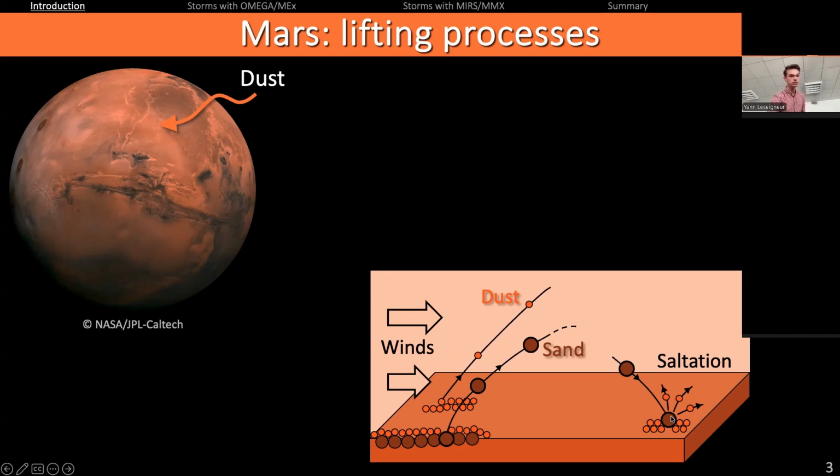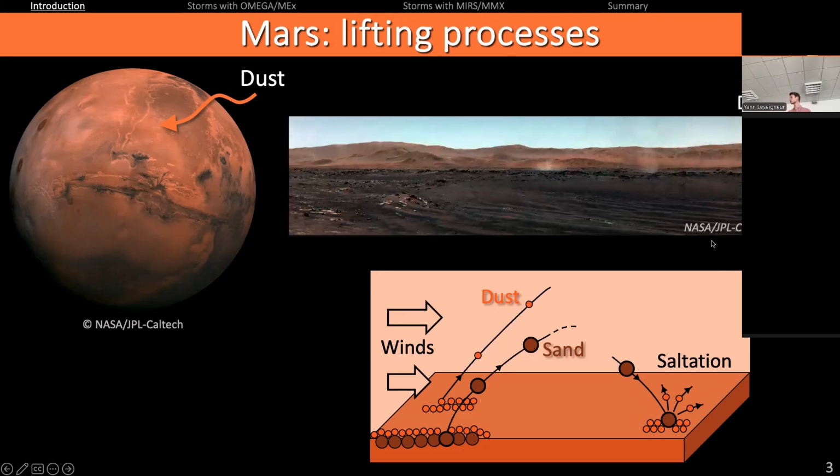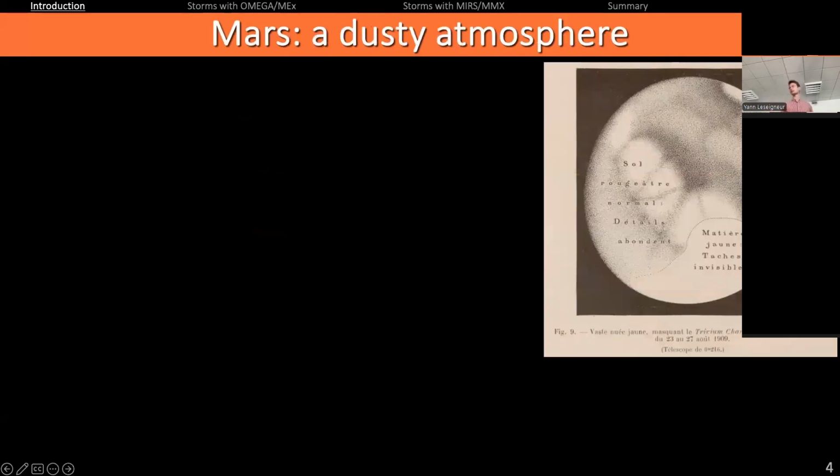And a third lifting process is by dust devils. The dust devils, as you can see on this, are a kind of convective vortices that take the dust from the surface and inject it at the top of this small dust tornado. So, another lifting process. Now we know that we have dust on the surface, and we know a little bit how to inject it into the atmosphere. So now let's look at the atmosphere of Mars, a dusty atmosphere.